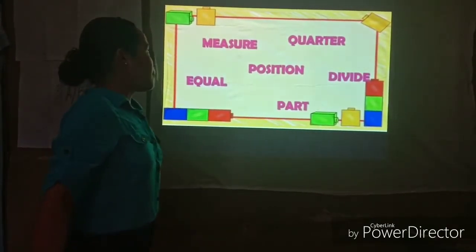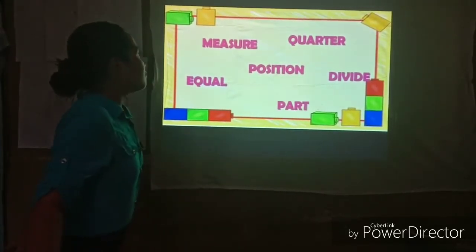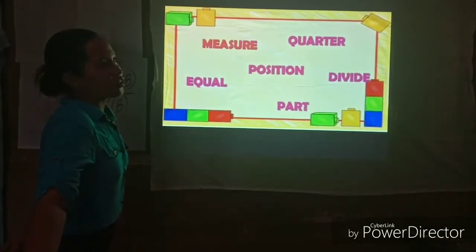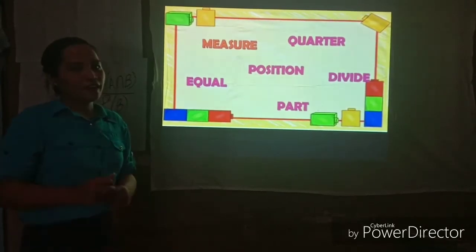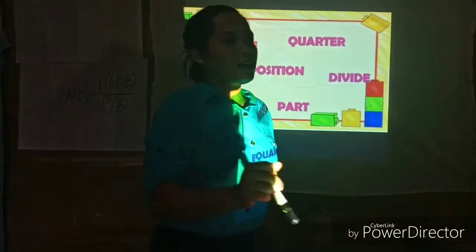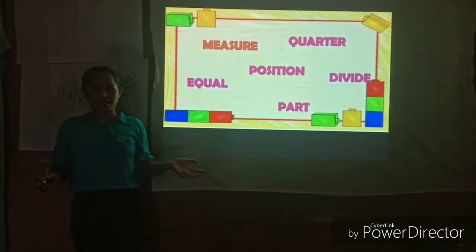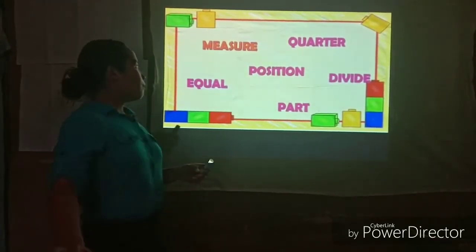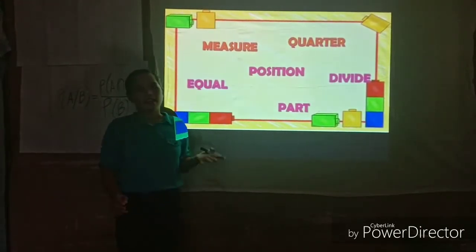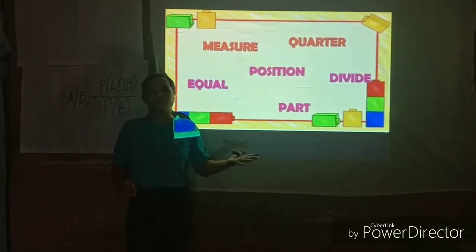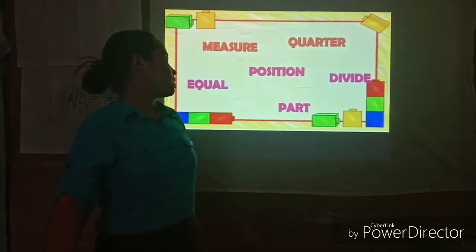So we encountered the words measure, quarter, position, divide, equal, and part. So who can give me the definition of measure? Yes, Demicar. Yes, very good. Measure is a standard unit used to express the size, amount, or degree of something. How about quarter? Anyone? Yes, Jose. Yes, very good. It is into 4, quarter.